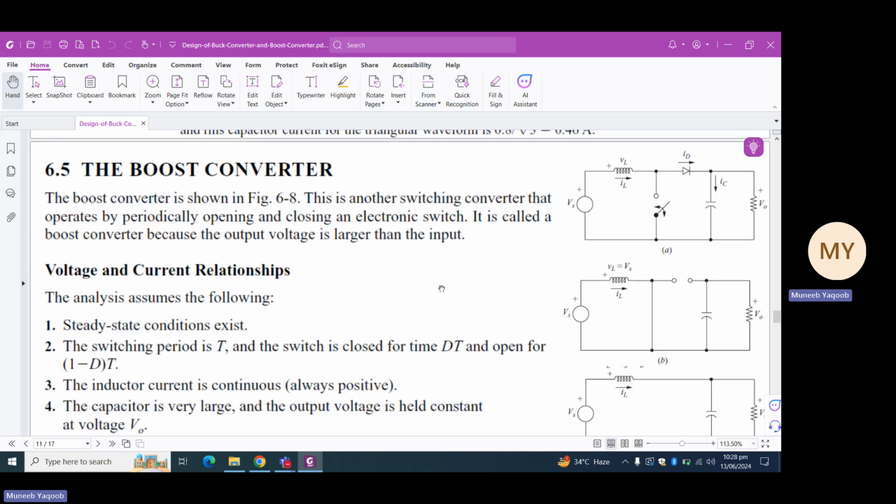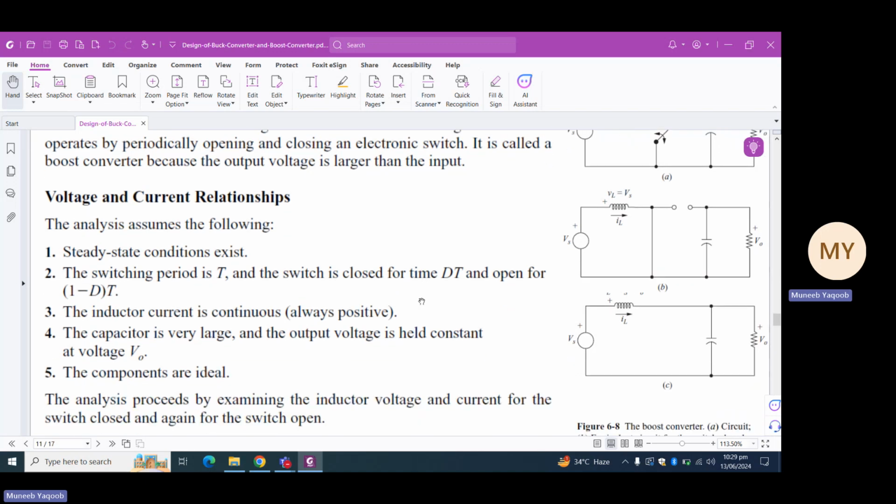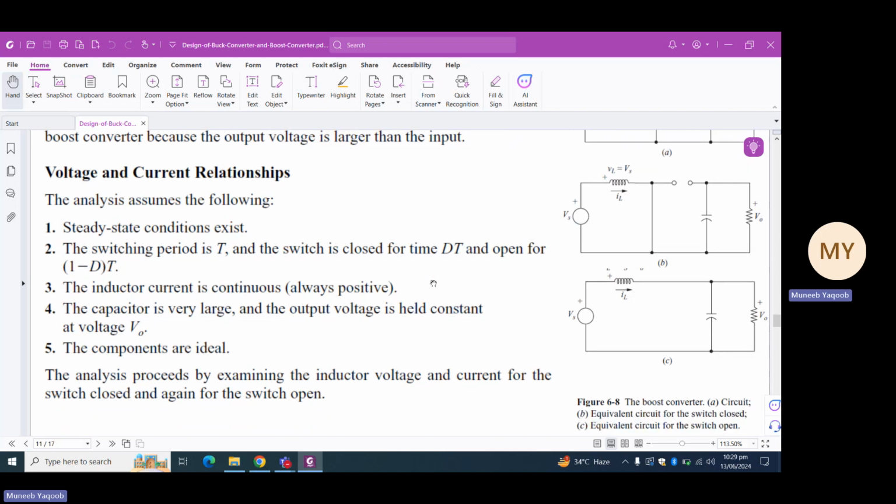Now, similarly, we assumed that the switch will be closed for the time dT, and it will be open for the time (1 minus d) times capital T, that is the time period of the switching cycle. So these assumptions are also true. As I already told you about the positive inductor current, the capacitor is very large so that the output voltage is considerably held constant, and the components are ideal.